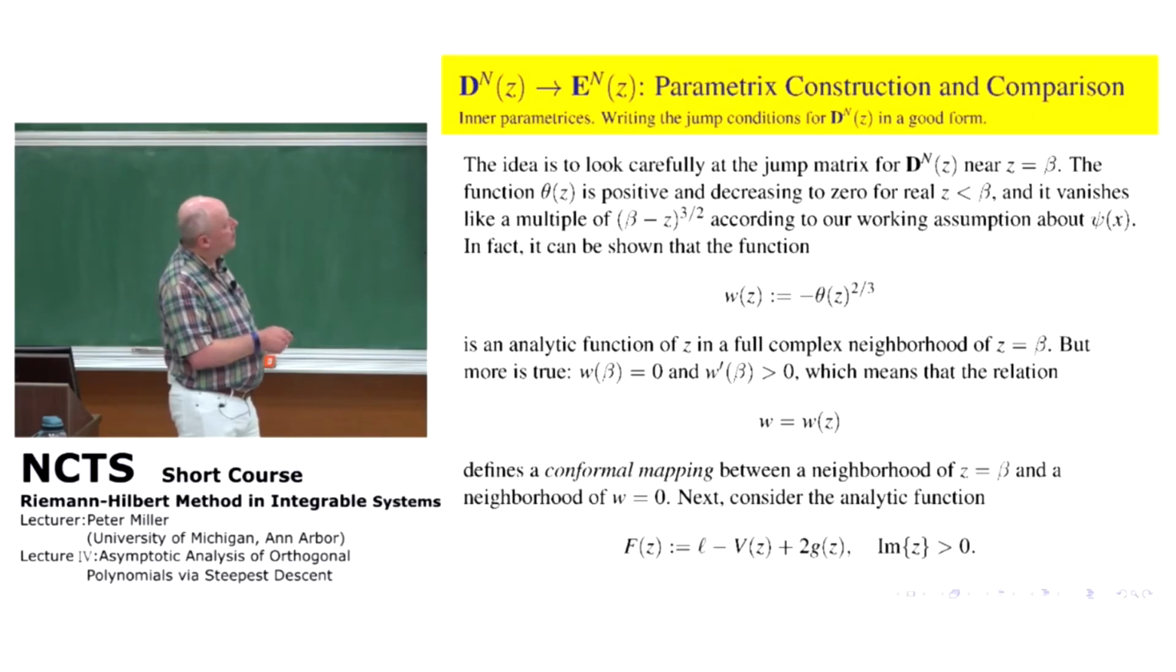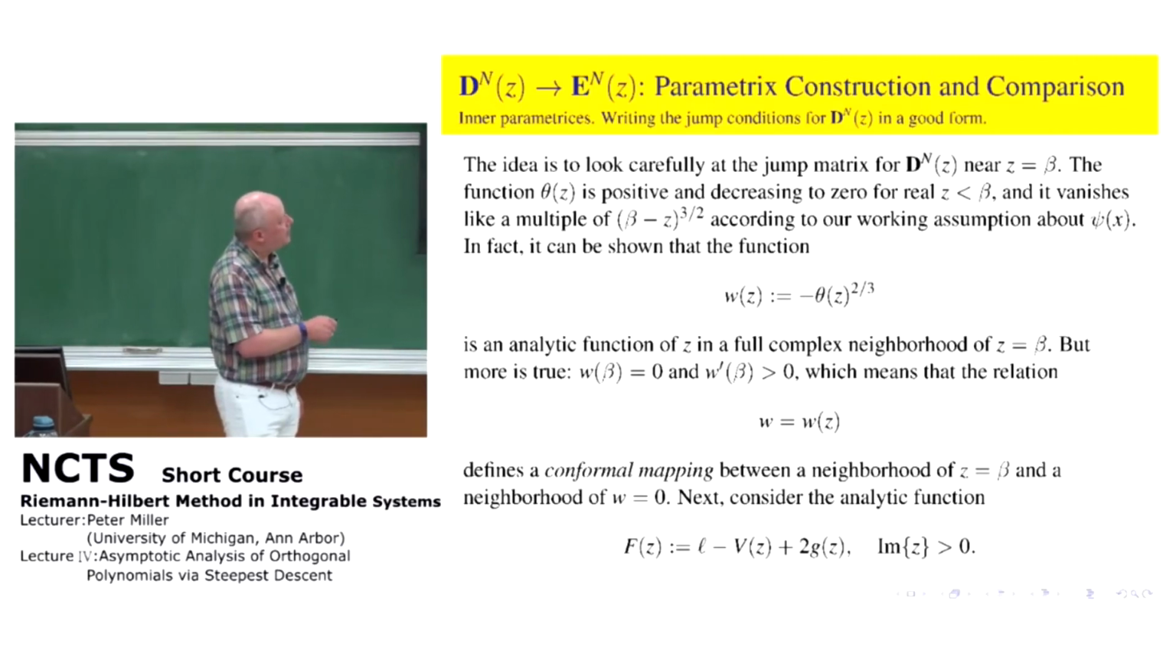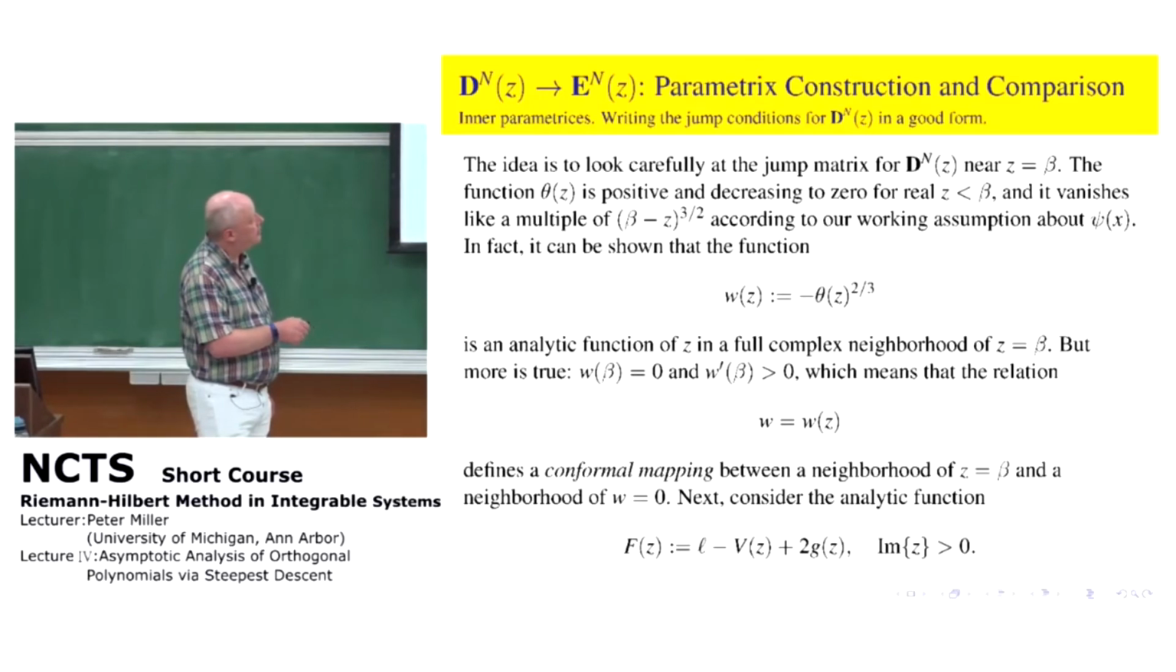That may be regarded as an analytic function of z in a full complex neighborhood of z equals beta. You can also check that if you plug in beta into here, you're going to get w equals 0. And if you differentiate this function, it's got a positive derivative at beta. And what that means is that this formula here, w equals w of z, given by that quantity, is a local conformal mapping between a neighborhood of z equals beta in the z plane and a neighborhood of w equals 0 in the w plane. So you can just transport things back and forth all you like.